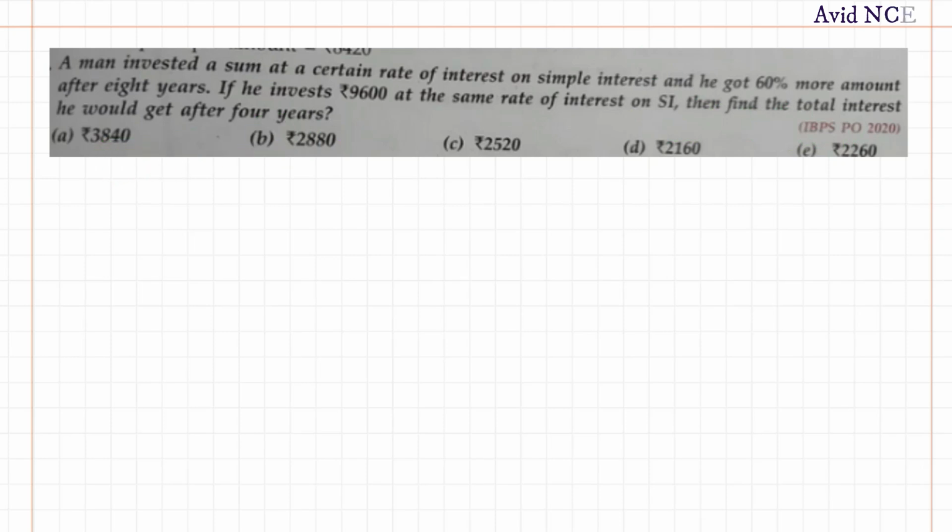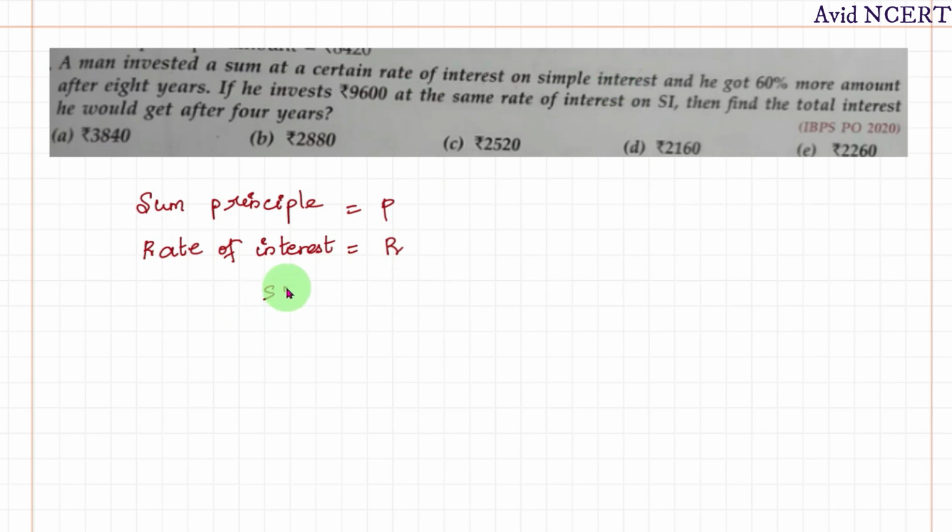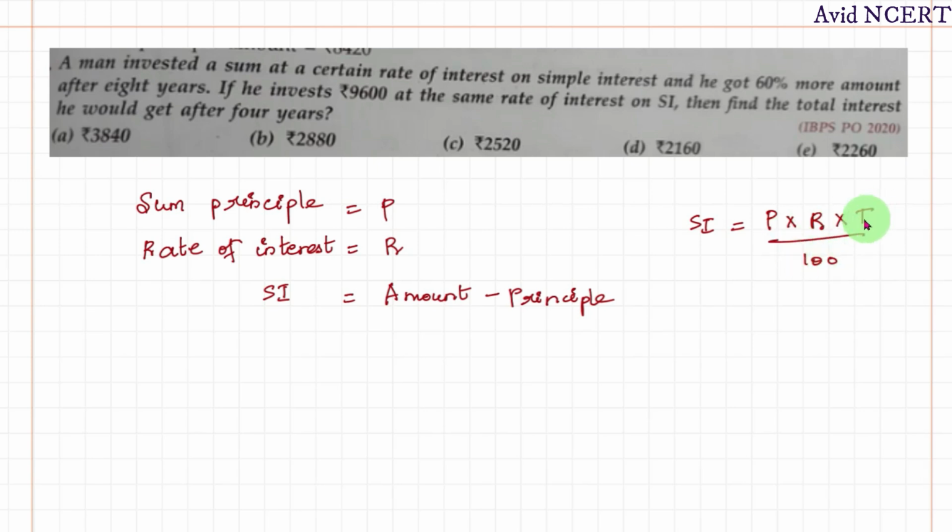So from the first sentence, the data we have here is a man invested a sum. Sum is the principal, so we don't know what that is. So we take it as P. And at a certain rate of interest, again the rate of interest is not given, so we just take it as R, on simple interest. Simple interest can be found by amount minus principal. That is, amount minus principal equals P, the principal, times R, the rate of interest, times T divided by 100. T is the time period.